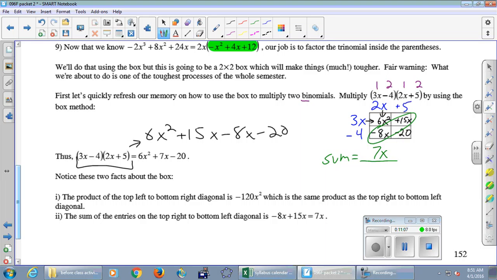Okay, here's another observation. If you multiply these 2 things together, I'm going to write the word product here. What do we get when we multiply that? Negative 120 x squared. You guys just write those 2 things right below the box. When we multiply that red diagonal, we get negative 120 x squared.